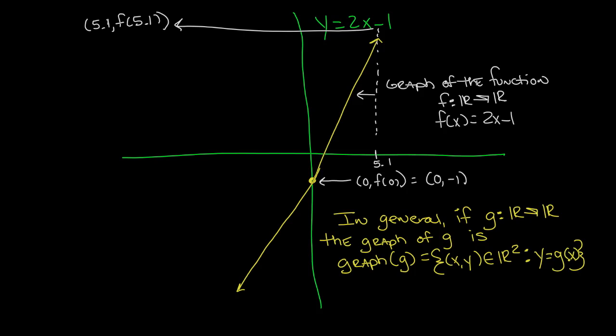Let's see some examples. So for example, let's draw our friend. Suppose g of x is the absolute value of x. Let's draw the graph.